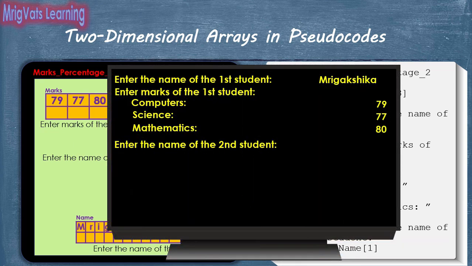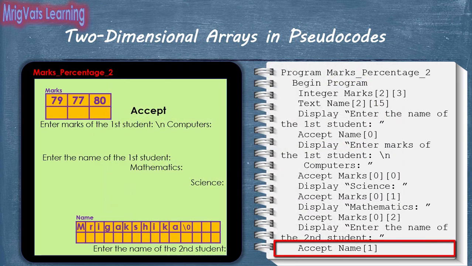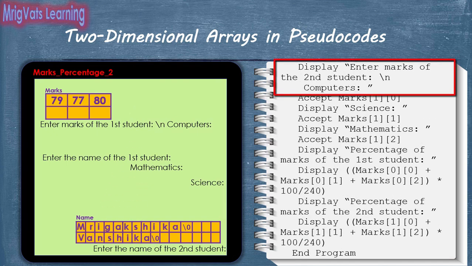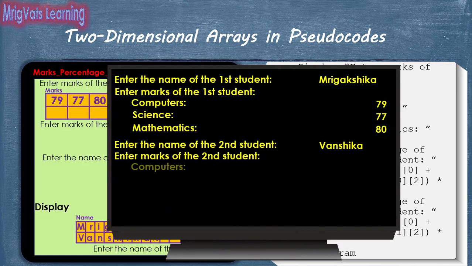As soon as the user enters a value such as Vanshika, the accept statement takes this null terminated text string as an input and stores it in the second row of the name array. When the next display statement is run, the program writes the enter marks for the second student \n computers text in the memory allocated for the program. The display statement takes the text as an input and displays it on the virtual display board.